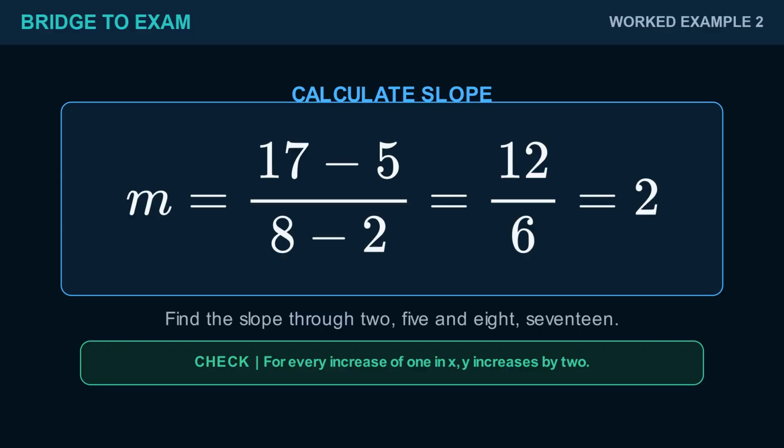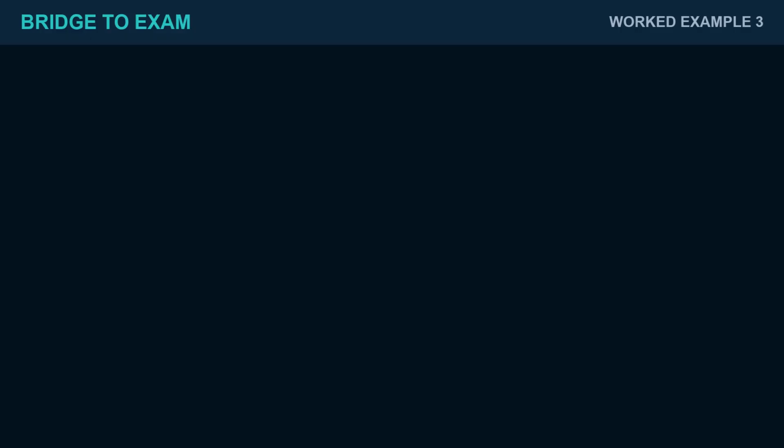Worked example 2. Find the slope through (2, 5) and (8, 17). Subtract y values in the same order as x values. 12 divided by 6 equals a slope of 2. Check. For every increase of 1 in x, y increases by 2.